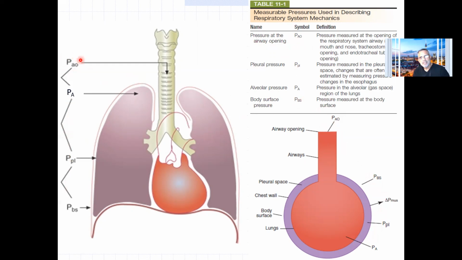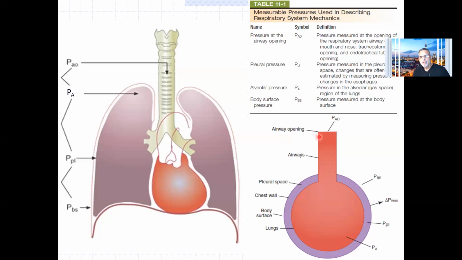And so looking at this graphic, we see it's really the entry point. We see here airway opening pressure. We see it in the trachea. However, I would move it anywhere in the upper airway to just before we get to the carina. And so we could call that the airway opening. We could even call it just outside of the body when we're looking at that here.